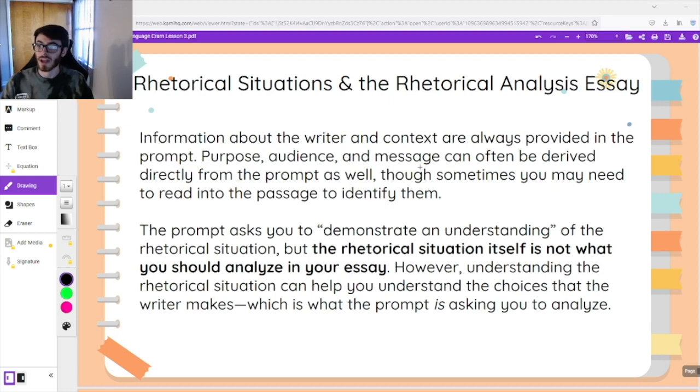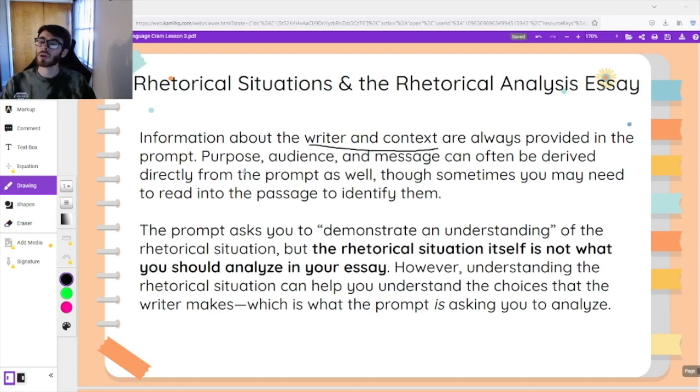Well, the first step is identifying these things, right? How can we figure out who the writer is and information about them? How can we figure out what the context is? How can we figure out what the author's purpose is, or who the intended audience was, or what the message is? Well, information about the writer and context are always provided in the prompt. Every single time you will get information about the writer and context. They'll usually give you brief background information on the writer, what their occupation was, if it's relevant, right? Things like that. And you always get some sort of time period. So these you can consistently get just from the prompt immediately.